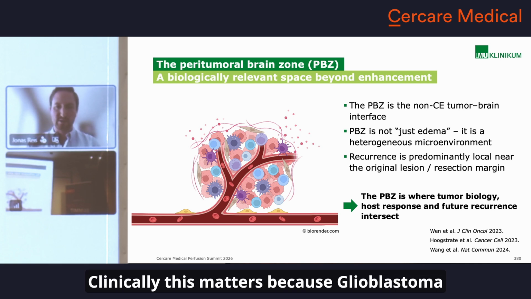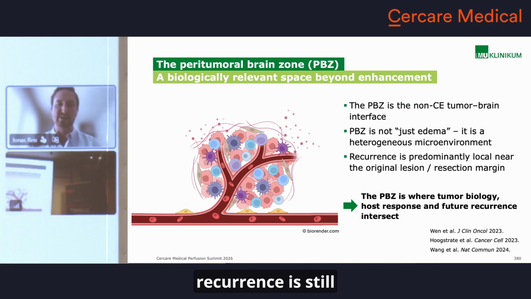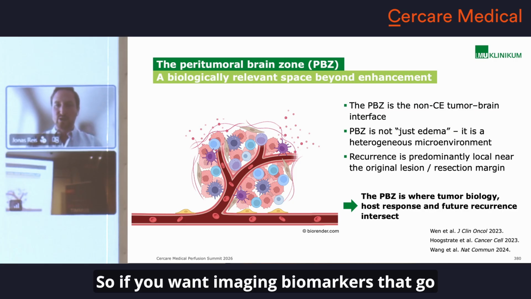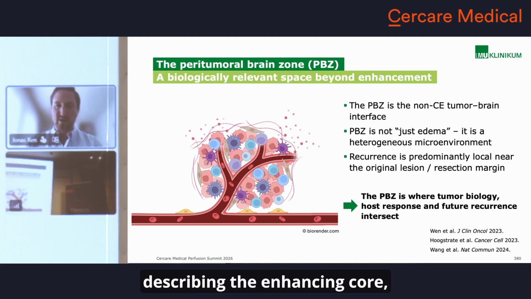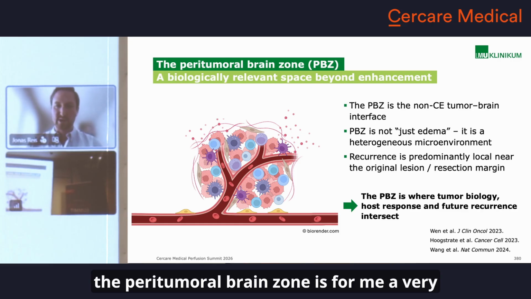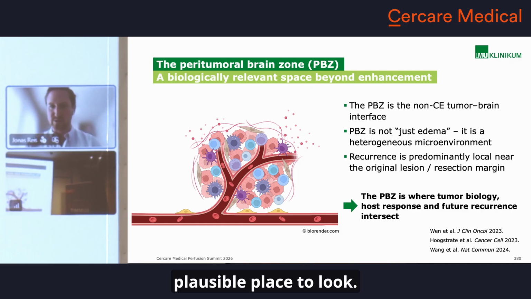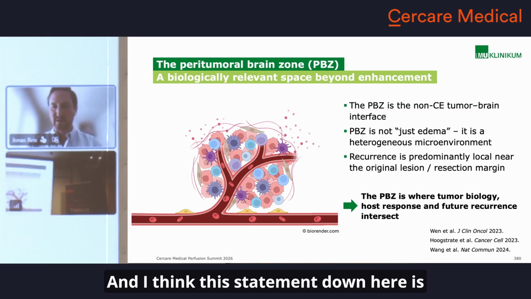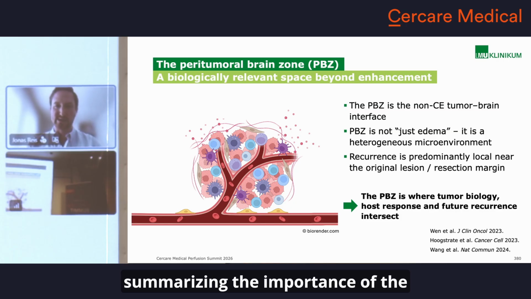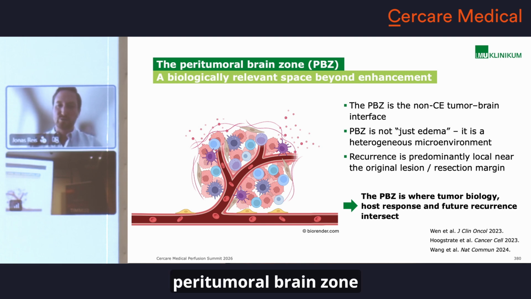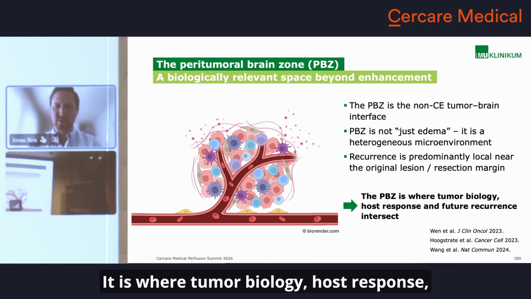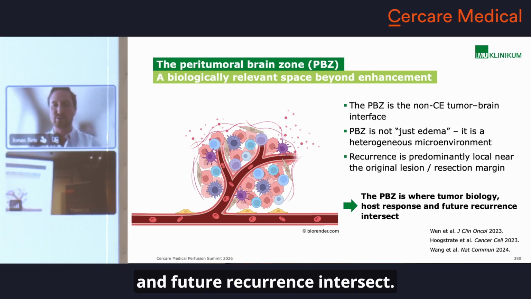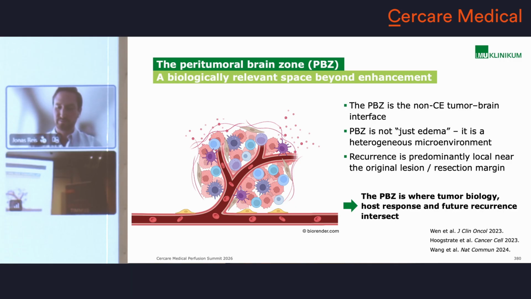Clinically, this matters because glioblastoma recurrence is still predominantly local, usually near the original lesion or the resection margin. So if we want imaging biomarkers that go beyond simply describing the enhancing core, the peritumoral brain zone is, for me, a very plausible place to look. And I think this statement down here summarizes the importance of the peritumoral brain zone quite well. It is where tumor biology, host response, and future recurrence intersect.